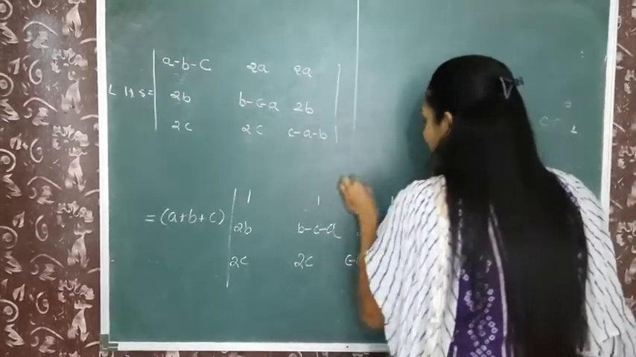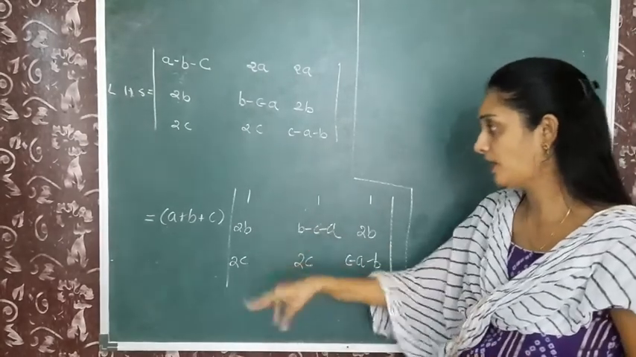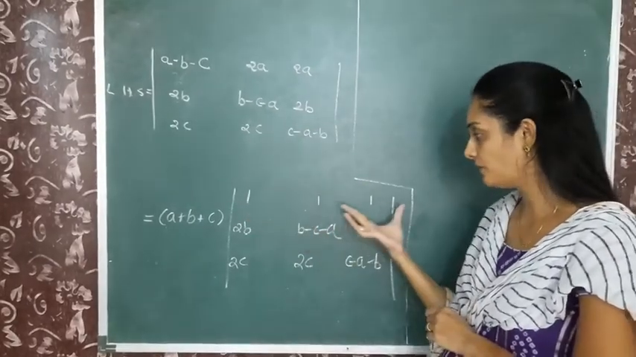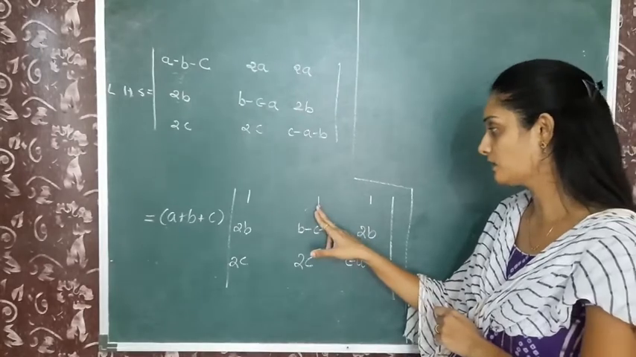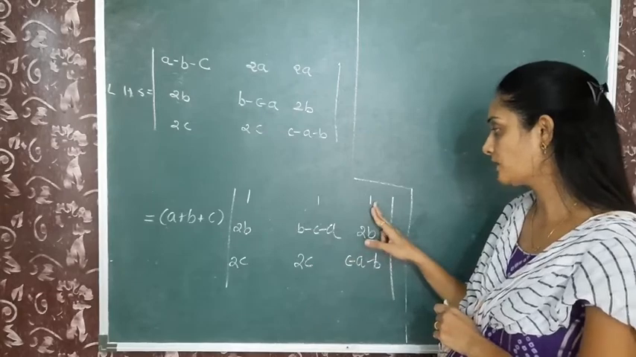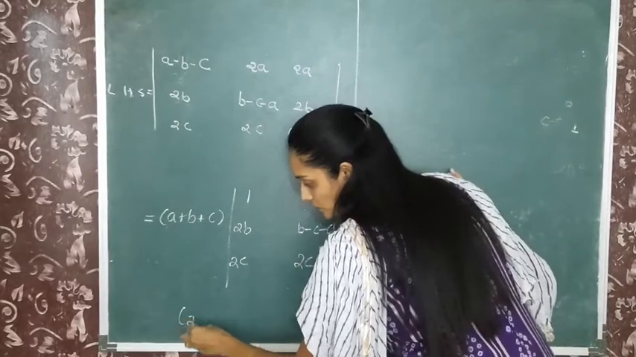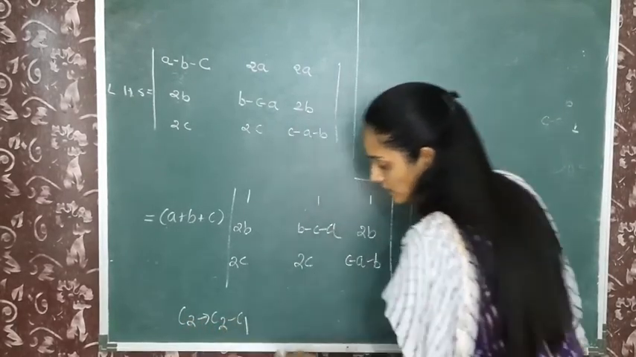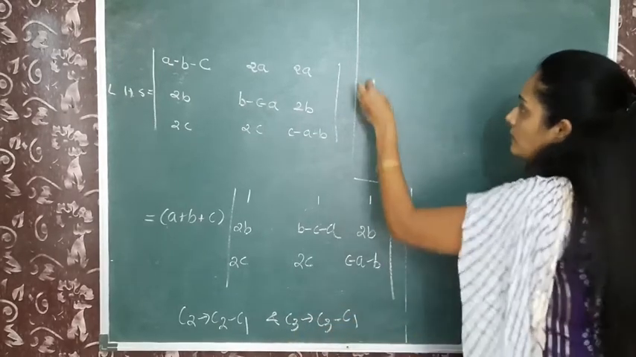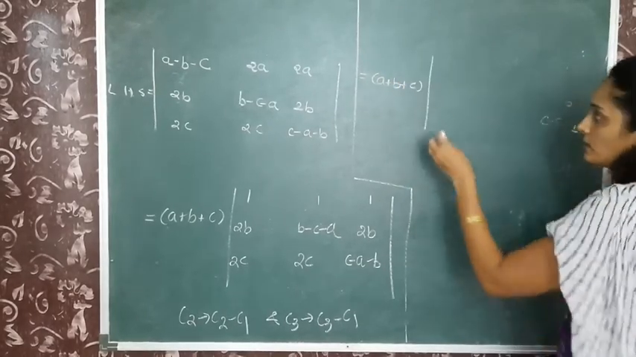And as I say in every sum, when we have 1, 1, 1 elements, 1 or minus 1 in the first row, then we try to take 0 as the first element of the second column and the first element of the third column. So here we can do C2 transfer to C2 minus C1, and C3 transfer to C3 minus C1. So first column as it is.